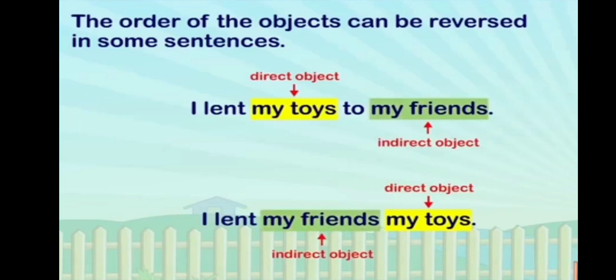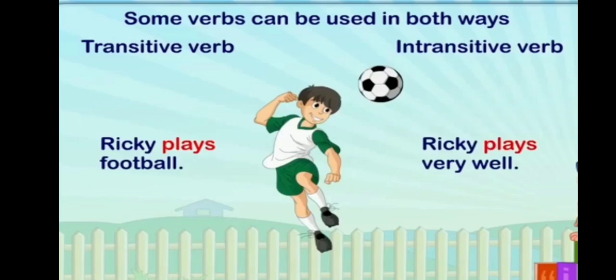Here we can reverse both objects. For example, I lent my friends my toys. We have taken the indirect object first and then the direct object. Some verbs can be used in both ways. It means we can use some verbs as both transitive and intransitive verbs.